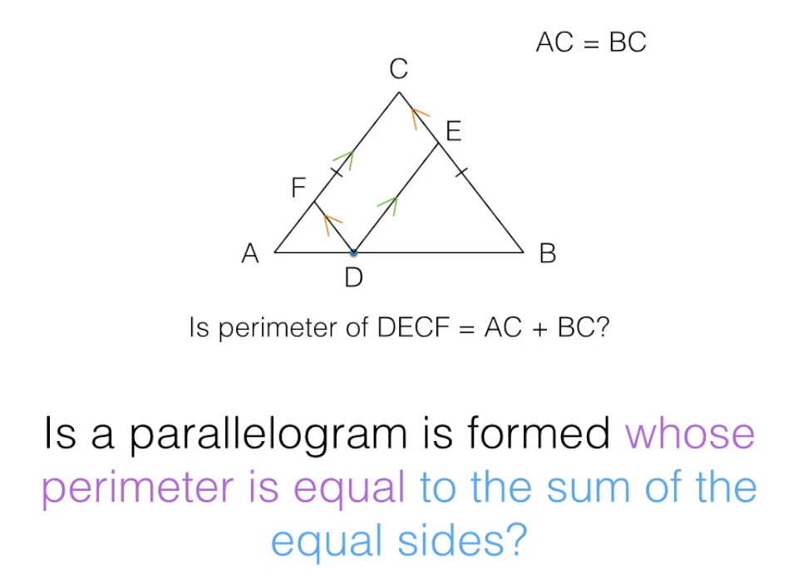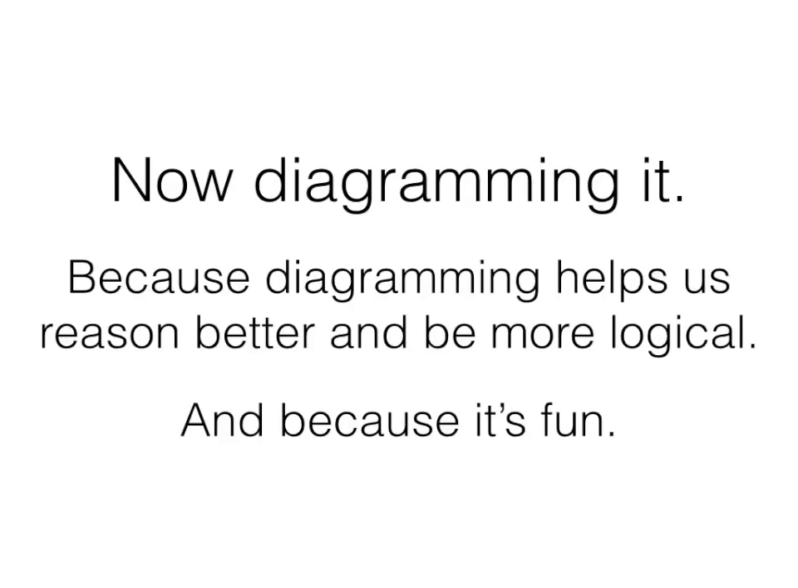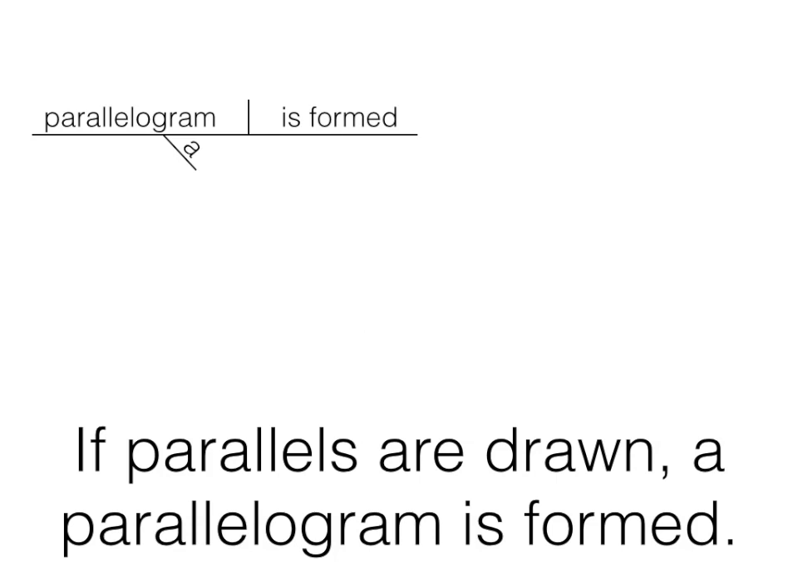Because we've got our diagram drawn, and now we need to see if the perimeter is equal to AC plus BC. Once we prove it, we're done. But that's the thing we got to prove. Okay, let's look at diagramming it. If we go back to the skeleton of the sentence and look at the first part of it, the main clause is a parallelogram is formed. Okay, if is actually a subordinating conjunction.